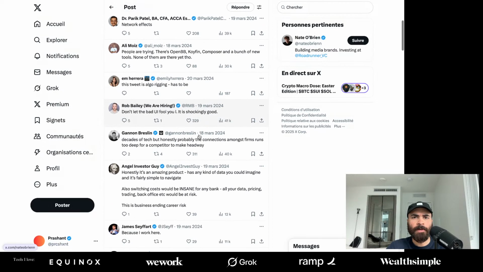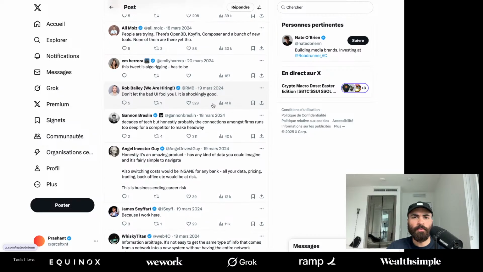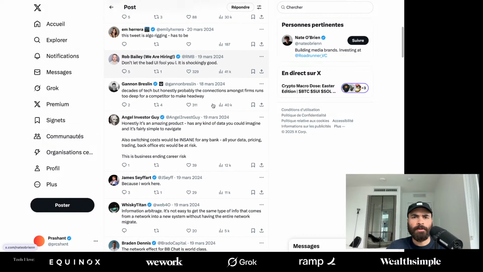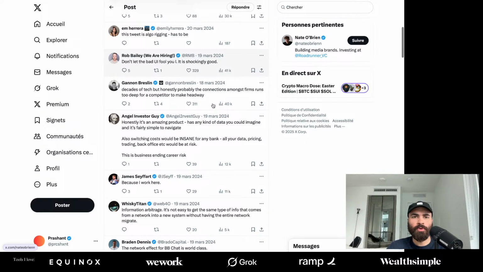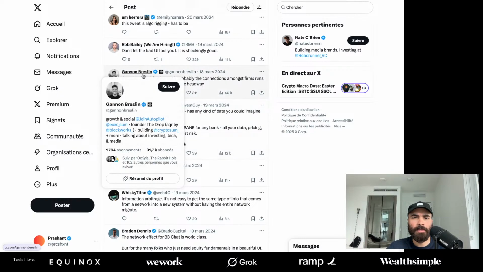Network effects. People are trying. There's OpenBB, Coefin, Composer, and a bunch of new tools. None of them are there yet, though the street is also rigging. Don't let the bad UI fool you. It's shockingly good. Decades of tech, but honestly, probably the connections amongst firms run too deep for a competitor to make headway. That's Autopilot.